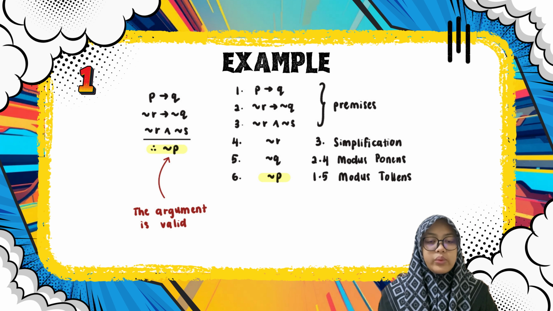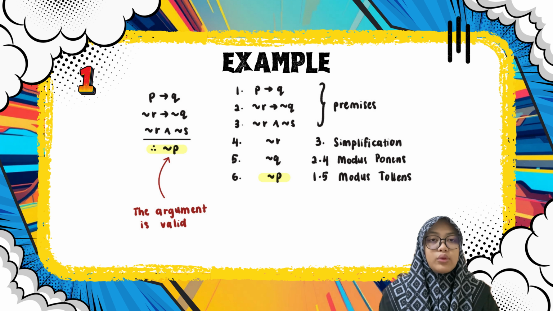So first we will have to write all the premises, and from number 3 we will be using simplification and we will get negation R. And from number 2 and 4 we will be using modus ponens and we will get negation Q. And from number 1 and 5 we will be using modus tollens and we will get negation P. So the argument is valid.